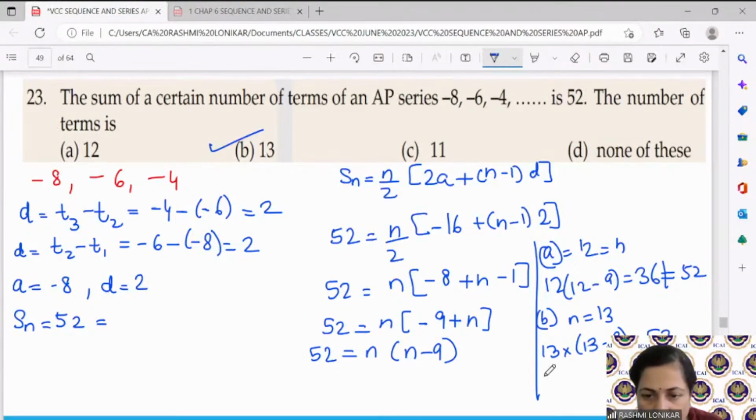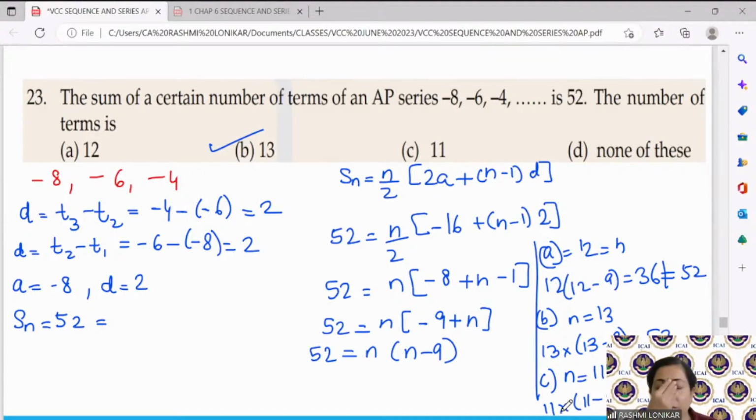Let me show you for option C also. n is equal to 11. This is 11 into (11 minus 9). 11 minus 9 is 2, and 2 into 11 is 22. So B is the correct option. Is that clear? So find the value of D, you have A, put it in the formula for Sn and you will get the value of n. Understood? Yes?